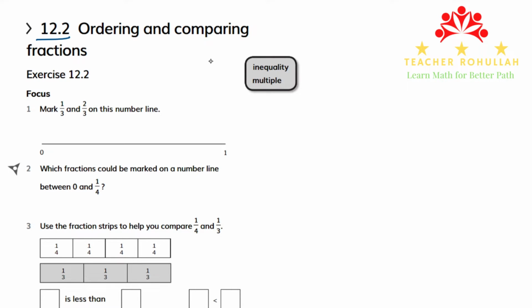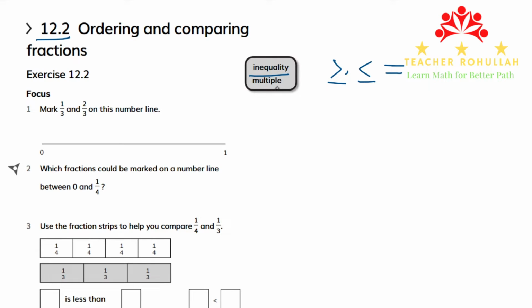So to order and compare fractions, we have to know about the inequalities, which can be shown or compared using these signs. These are called the inequality signs, and we can even use the equal sign also, which shows two equal parts of something or two equal fractions, in this case that we are working on.